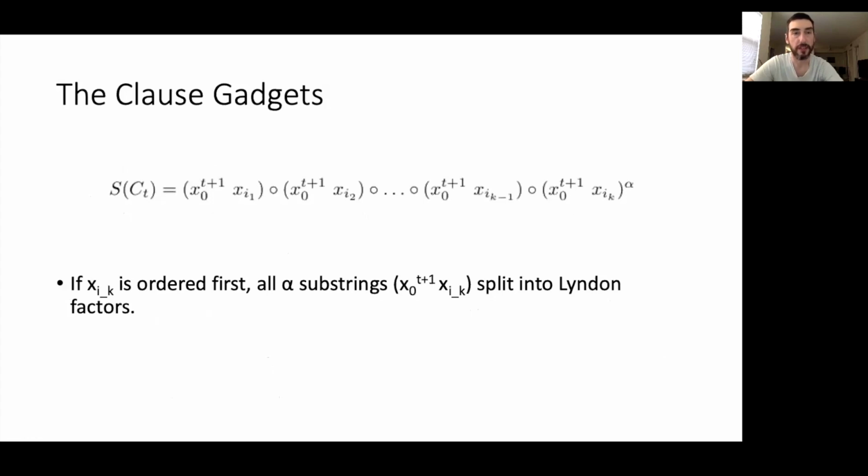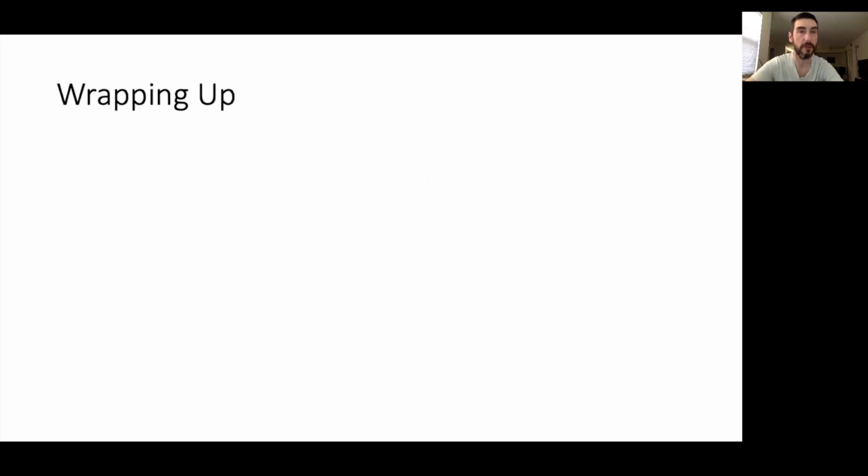So our clause gadget ends up looking something like this. So now you have this last string here, where the last variable appears repeated alpha times. And so what happens is when this last symbol is ordered first, all of these alpha occurrences split into their own Lyndon factors. And so by setting alpha large enough, we're basically ensuring that as many of those constraints are being satisfied as possible.